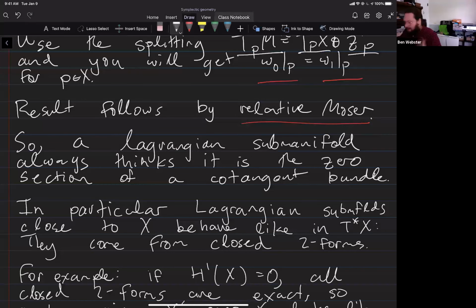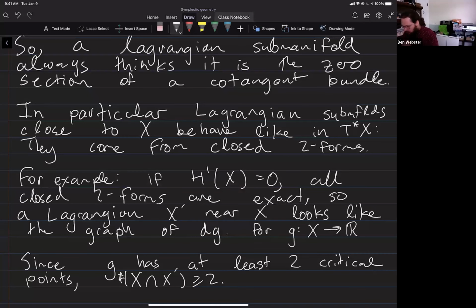All right, I'm over time now, so let me not get too much into the consequences. They're discussed in a lot more detail in Cannas da Silva.